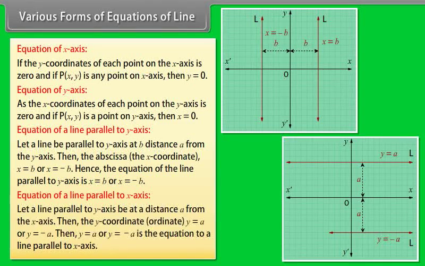Equation of a line parallel to x-axis. Let a line parallel to the x-axis be at a distance a from the x-axis. Then the y-coordinate, ordinate, y is equal to a or y is equal to minus a. Then y is equal to a or y is equal to minus a is the equation of a line parallel to x-axis.